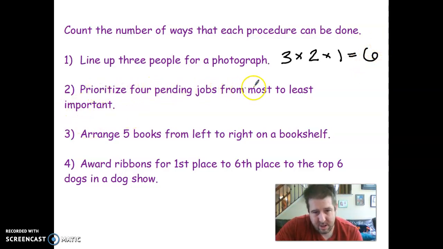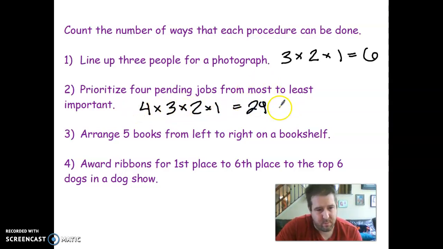Prioritize 4 pending jobs from most to least. Okay, so this is the same kind of thing. There's 4 different jobs you can pick for the most important. And then once you've picked that, there's only 3 outcomes, and then 2, and then 1. So 4 times 3 is 12, times 2 is 24 different ways.